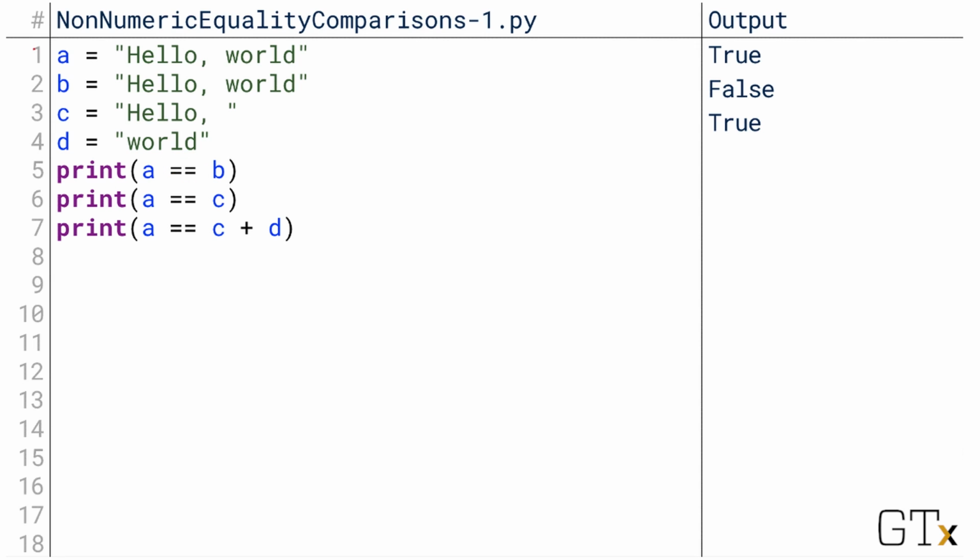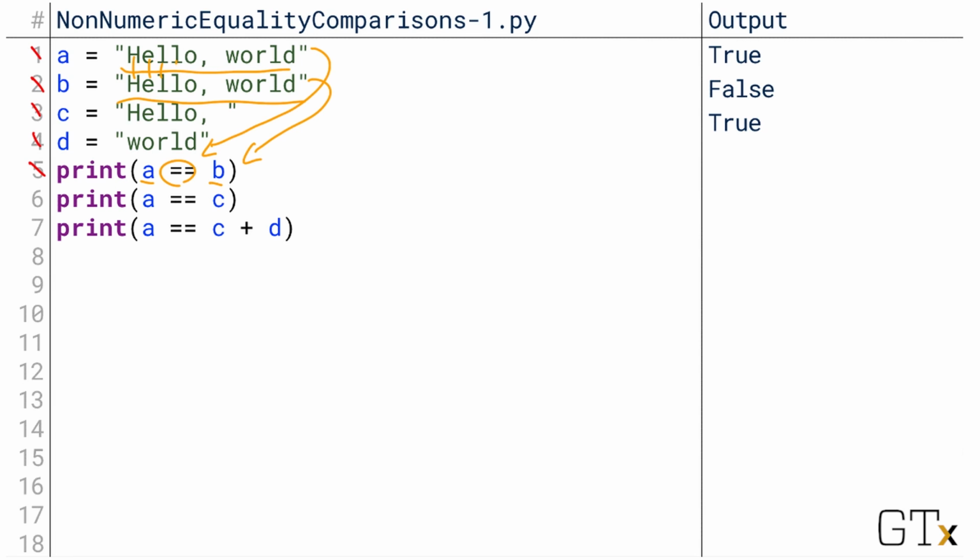So here, we create 4 strings on lines 1 through 4, A, B, C, and D. A and B are given the value hello world that we've seen before, and C and D are given just parts of that value. On line 5, we ask, is A the same as B? Well, A was hello world in quotes, a string. B was also hello world in quotes, another string. They have the same text.